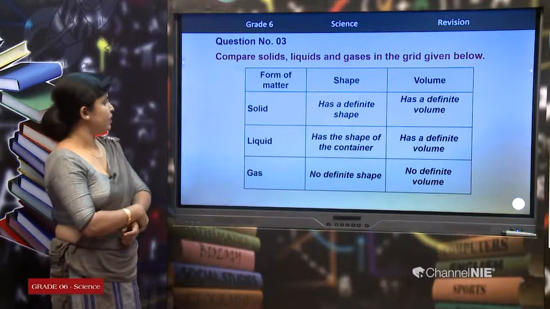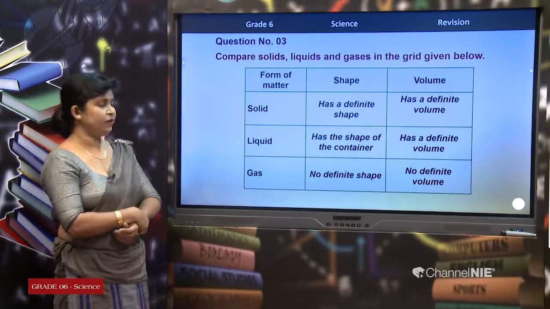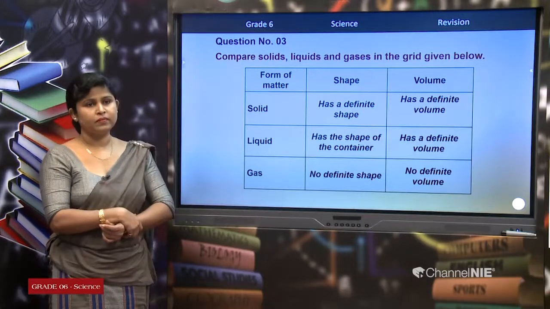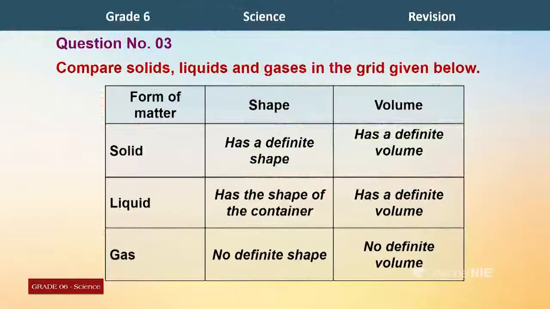When we think about the solids, they have a definite shape and they have a definite volume. When you think about the solids in your surrounding, they have a definite shape. We can't easily change their shape, and they have got a definite volume.